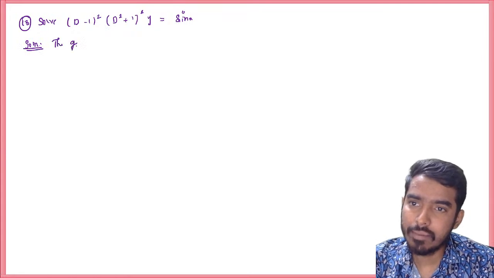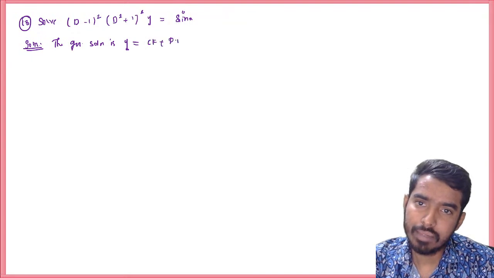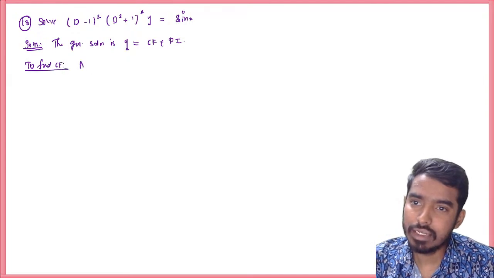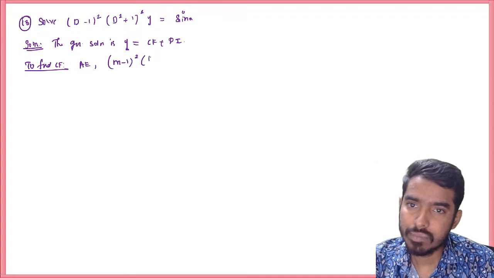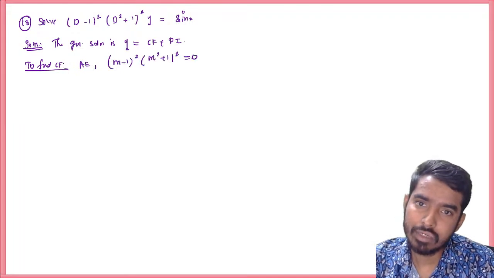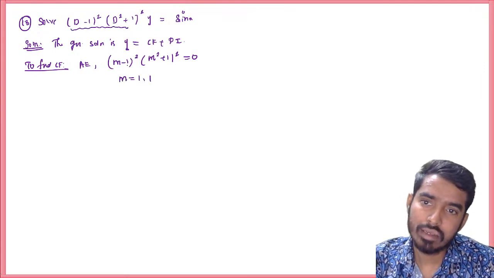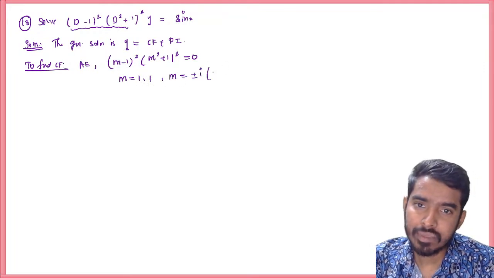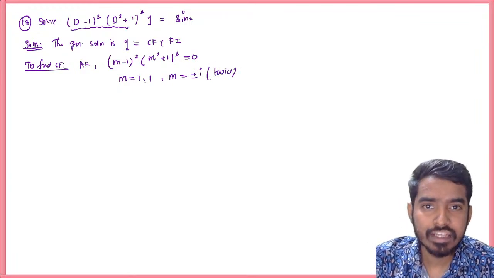So the solution is given by y equal to CF plus PI, right? So to find CF, the auxiliary equation is given by (m minus 1) whole square, (m square plus 1) whole square equal to 0. This is the auxiliary equation, right? Now we can see m is equal to 1, 1. 1 is a root repeated twice, and m is equal to plus or minus i twice, right? Because we have the whole square here. That means we have equal roots 1, and we have plus or minus i again twice.